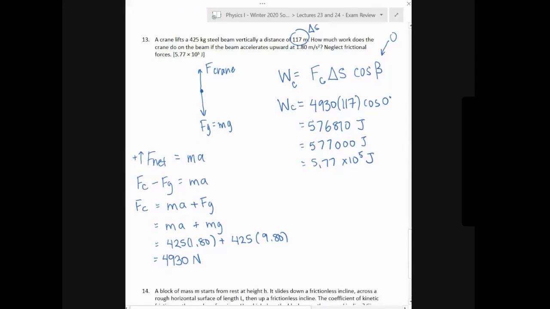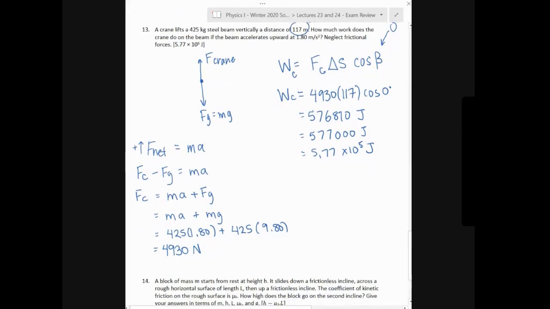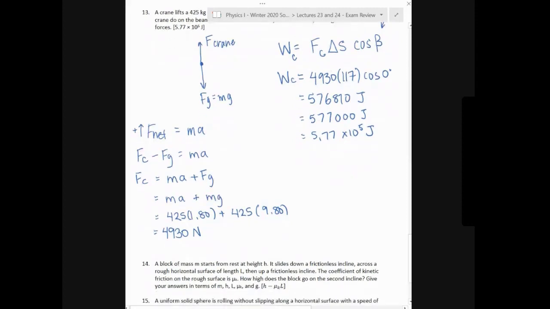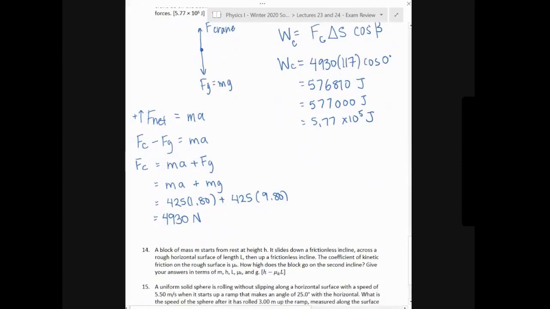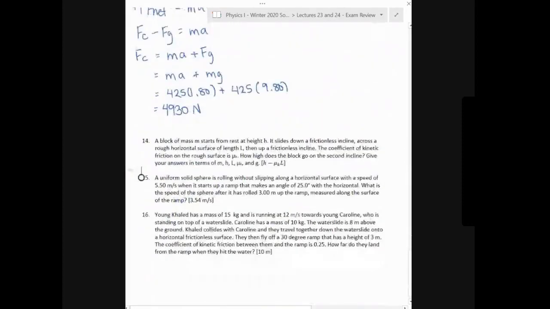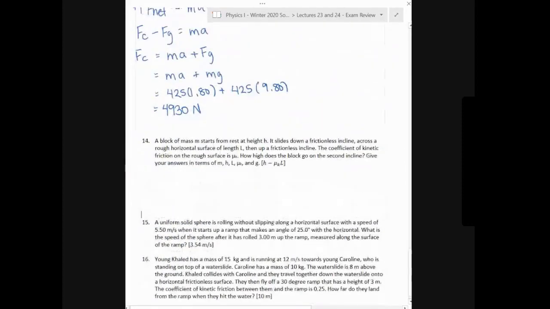Okay, so if the question asks you how much work was done, you need to know what the force is first, and then multiply that by the displacement, and then cos of the angle between the force and the displacement. Any questions about 13? No. Okay, so we'll move on to 14.